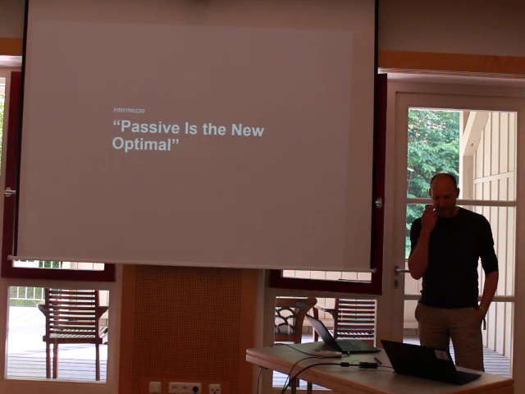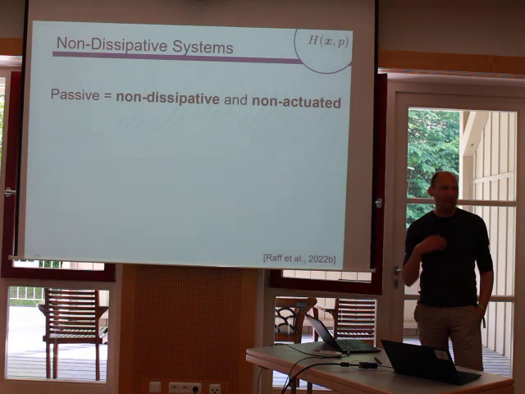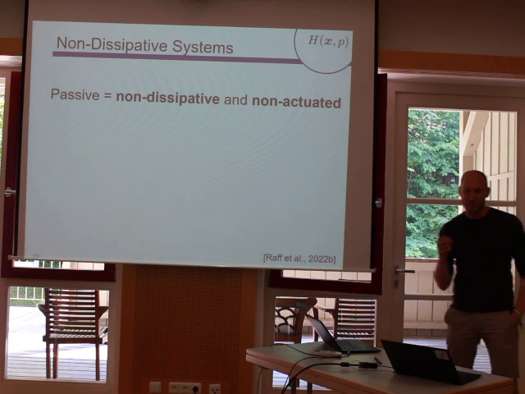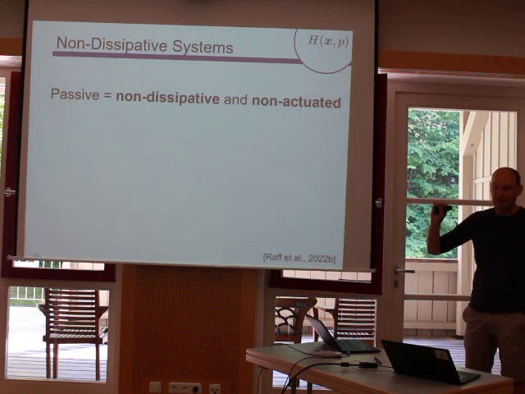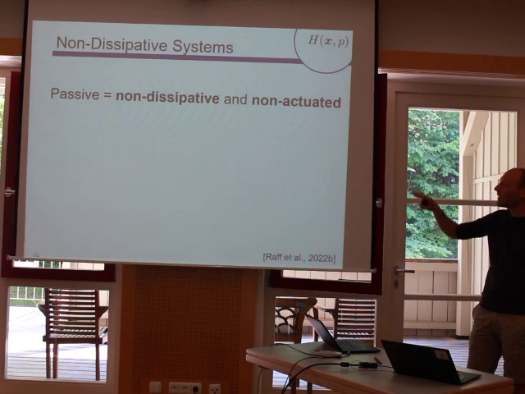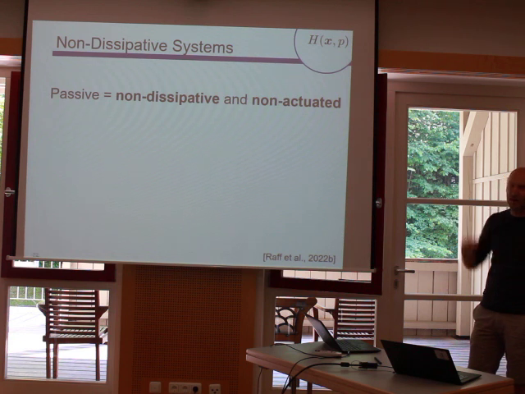We call this, passive is the new optimal. What do I mean by this? When I talk about passive systems, I have no dissipation, or maybe I have dissipation compensation in the passive dynamic walker because it's walking downhill, but it's non-dissipative and non-actuated.